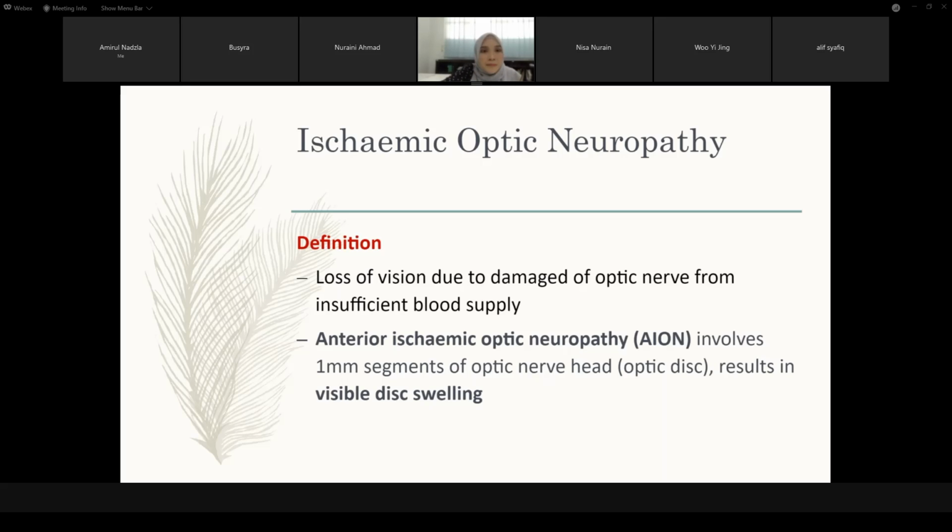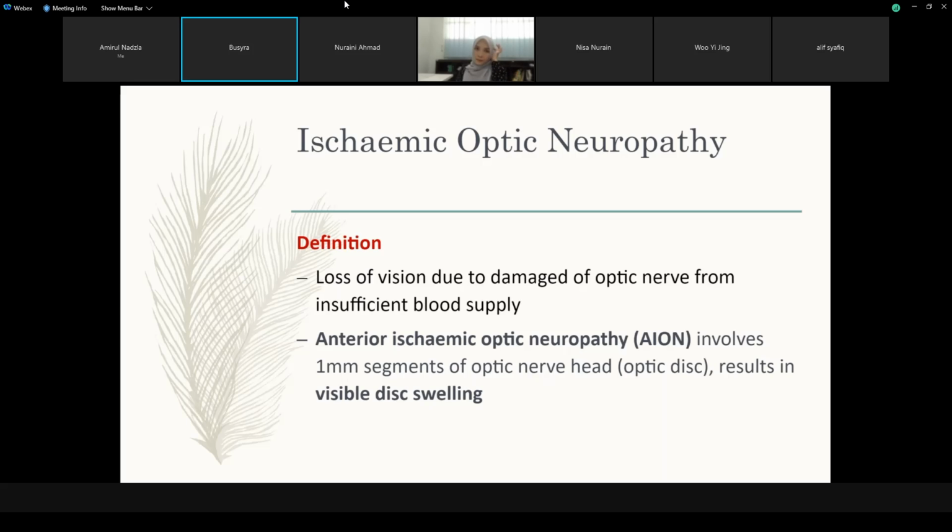Okay, I proceed with this slide. So ischemic optic neuropathy is defined as loss of vision due to damage of the optic nerve from insufficient blood supply when there is a blockage to that blood supply. There are two types, which are anterior and posterior ischemic optic neuropathy. However, only the anterior ischemic optic neuropathy will be discussed. This anterior ION involves the 1 millimeter segment of the optic nerve head, which I told you before, and this will result in visible swelling.